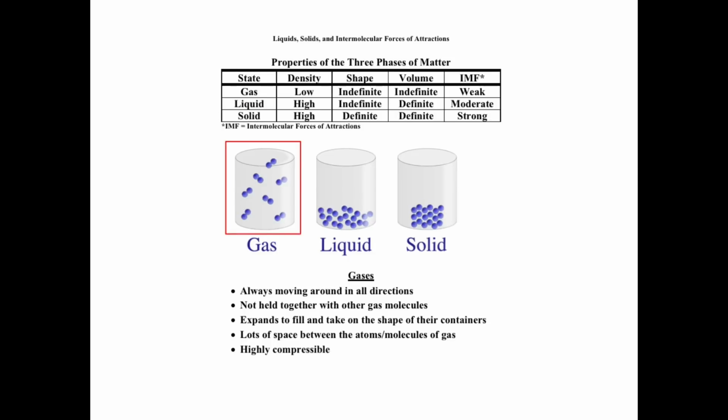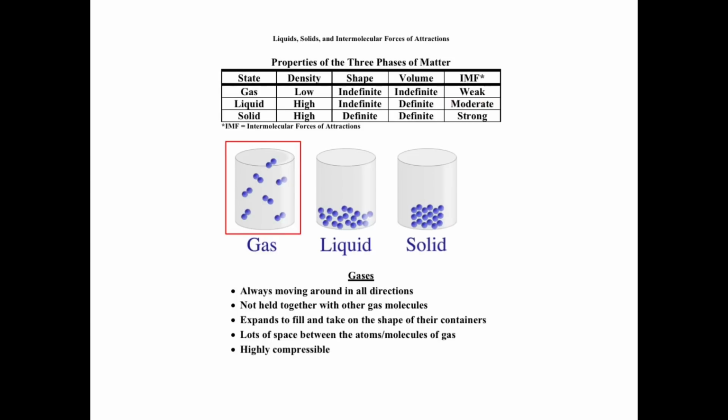Liquids, they have a much higher density. They have an indefinite shape in that when you pour into a different glass, a different shape, it will take that shape. But the volume does not change. The molecules that make up that liquid don't expand by just changing its container. So the volume's definite, and that's because the forces that hold the molecules together are a lot stronger than they are for a gas. And so we'd say they're moderate.